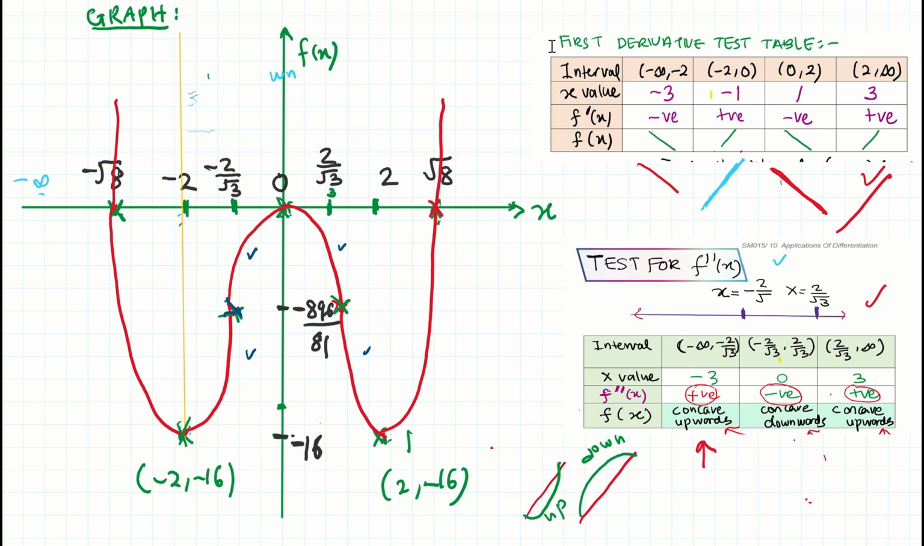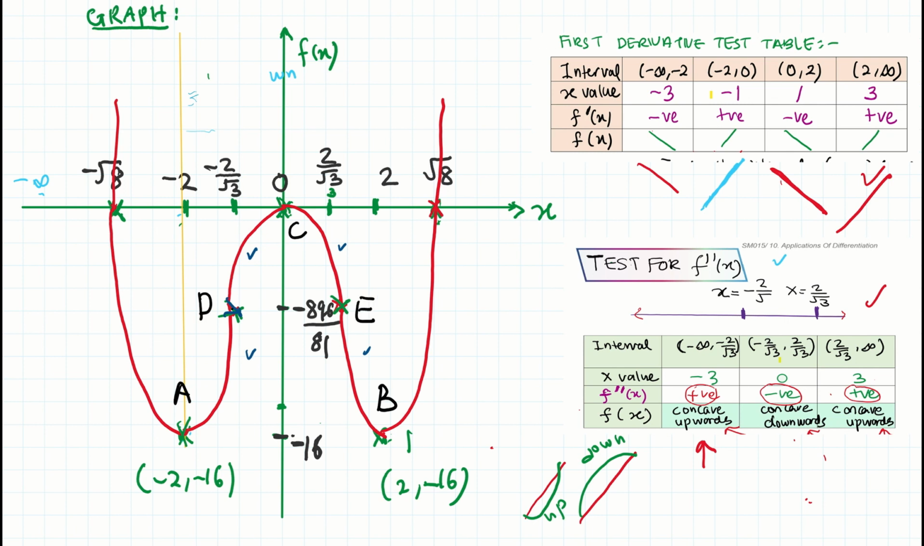Okay, from the graph we can see that we have two minimum points here, point A and point B, which are relative minimums. We have one relative maximum, that is point C, and we also have inflection points, that is point D here, and point E.